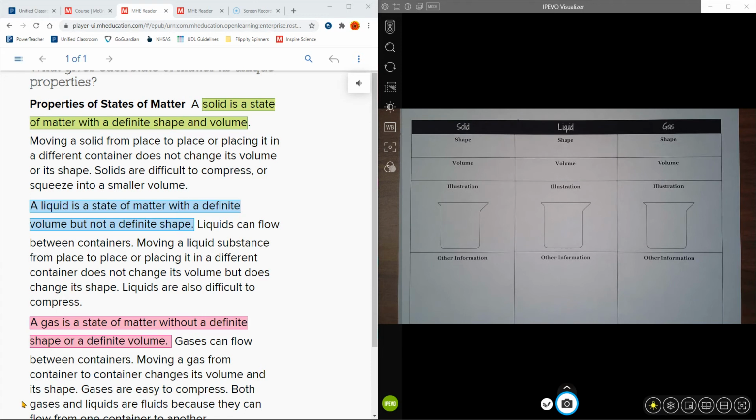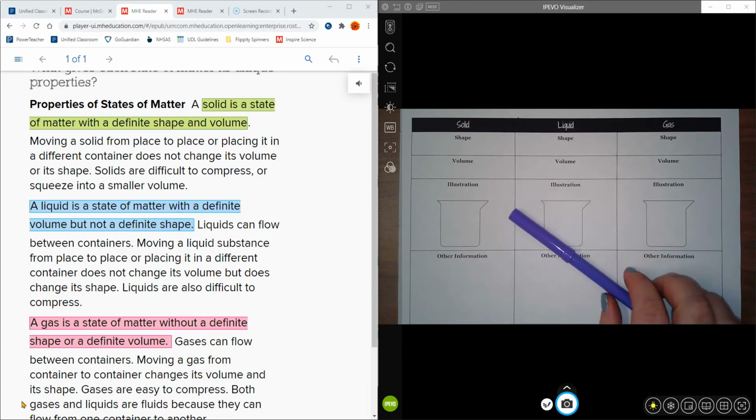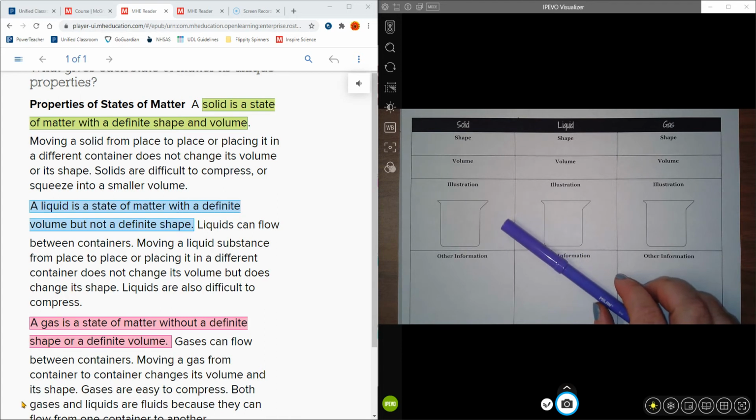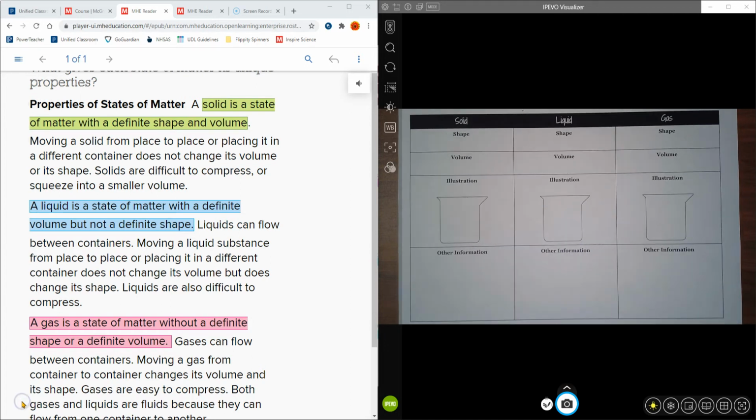I suggest a pencil. I'll be using this purple marker today, and a couple of other markers, just so that you can see my writing better in the video, but you should try to use a pencil in case you make any mistakes. For the start of our notes, you should open your workbook to page 11. On page 11, you'll see some information about the properties of states of matter.